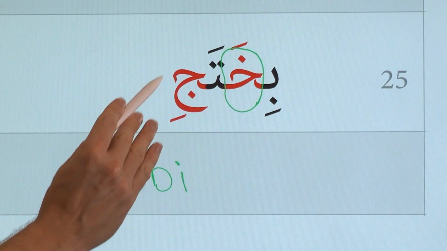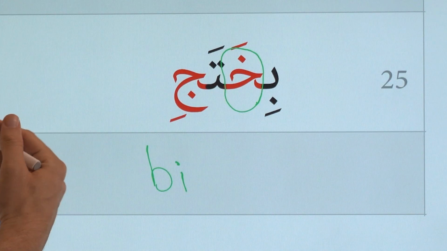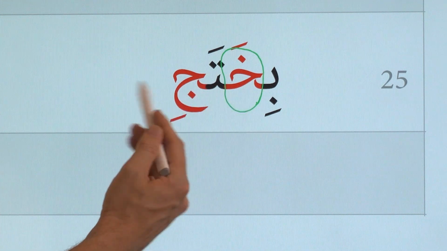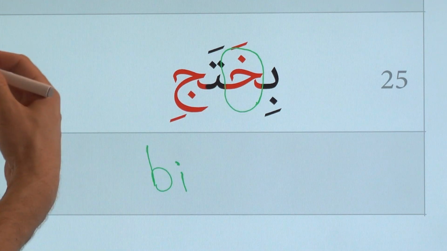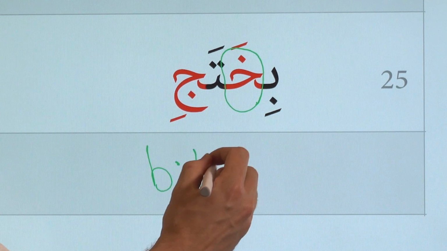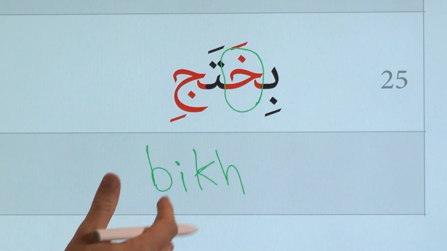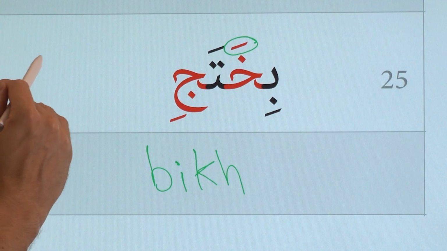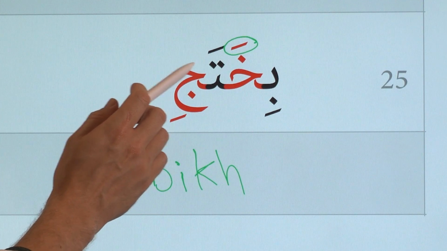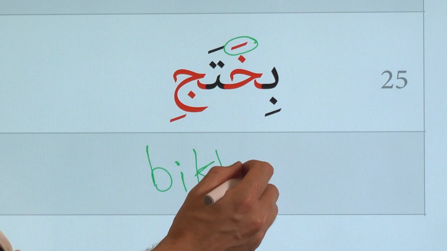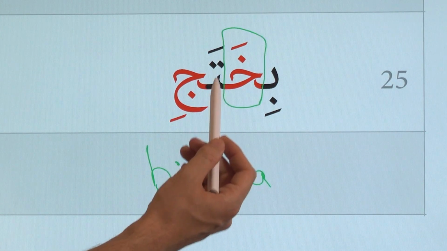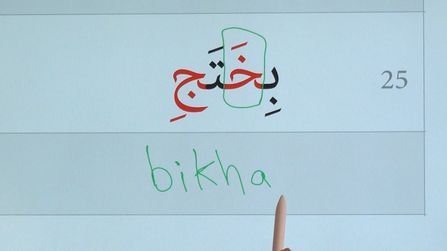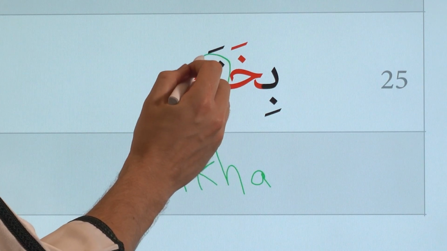Next, we're going to identify the second letter. Which letter looks like an ocean wave with a dot above? Is it the Jim, Ha, or Kha? The ocean wave with a dot above is the Kha. So we're going to write a K, H for the letter Kha. Next, we identify the haraka. Which haraka is a line written above a letter? That would be the Fatha, which sounds like A. So we're going to write an A for the Fatha. So together, the Kha and the Fatha sound like Kha. Hence, we wrote Kha.